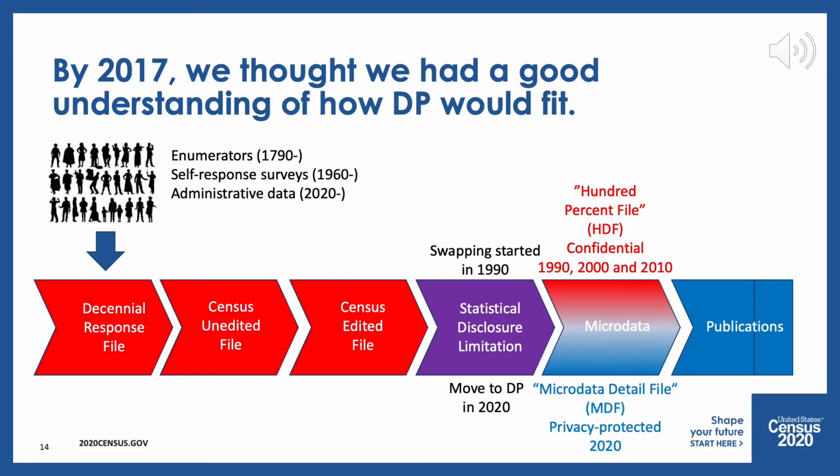By 2017, we thought we had a good understanding of how differential privacy would fit into the census data processing pipeline. The plan was to simply replace the old privacy mechanism with the new one. For the 2010 census, we took the census edited file, applied our swapping mechanism, produced a set of microdata called the 100% file, and it was the confidential HDF that was tabulated for census publications. For the 2020 census, our plan was to use differential privacy to produce a newly named privacy-protected microdata detail file.